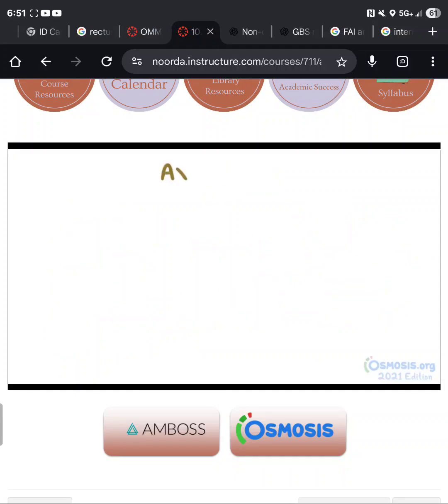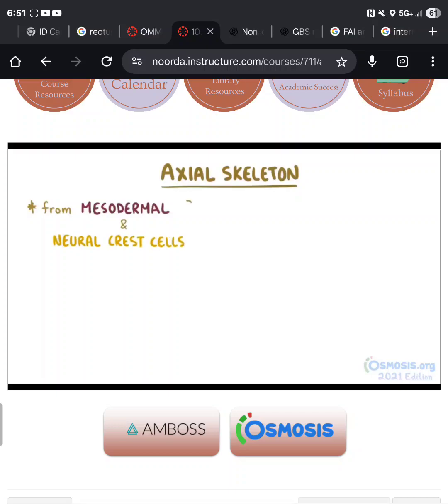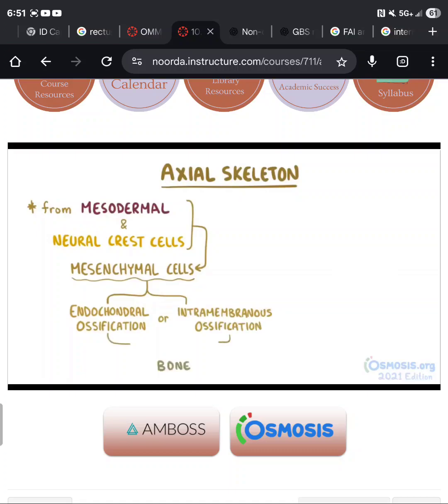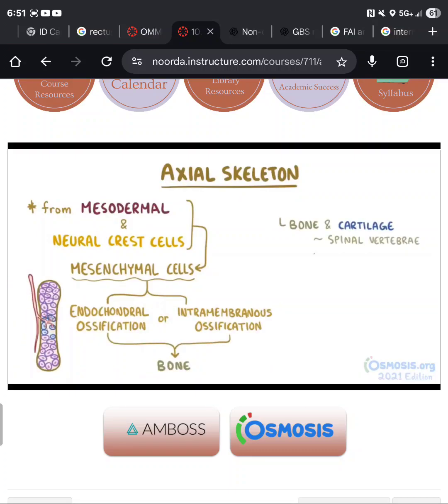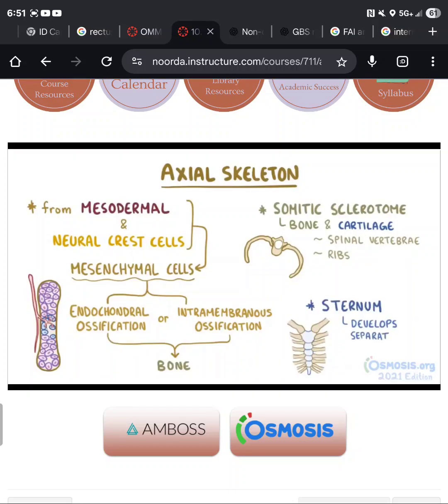Alright, as a quick recap, the axioskeleton arises from mesodermal and neural crest cells, which turn into mesenchymal cells. Mesenchymal cells then give rise to bone, either through endochondral ossification or through intramembranous ossification. The bones and cartilage of the spinal vertebrae, as well as the rib cage, derive from the somitic sclerotome. The sternum develops separately from the rest of the rib cage, emerging from parietal mesoderm in the embryo's ventral body wall.